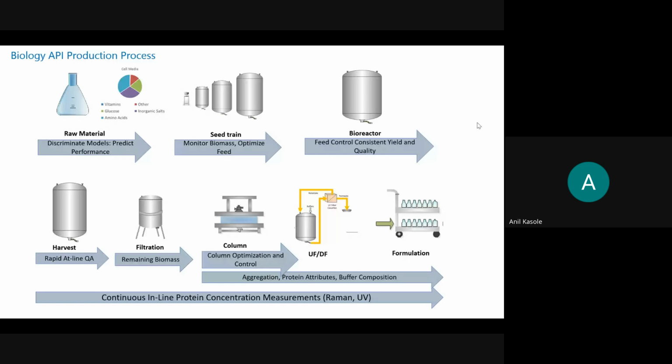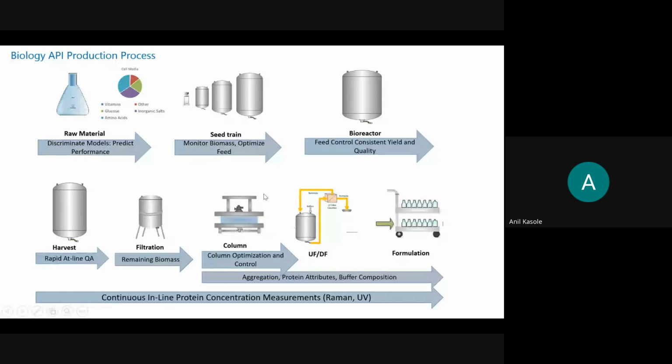Biological API. I think we had this last time, but quickly. So it starts with the lab, the raw material, which comes in a very small volume, then goes into the seed train, means formation of the seed, goes into the bioreactor, then harvesting, filtration, and this is a column, having the different setups for distillation. I would say distillation, the ultrafiltration, diafiltration, and the formulation.